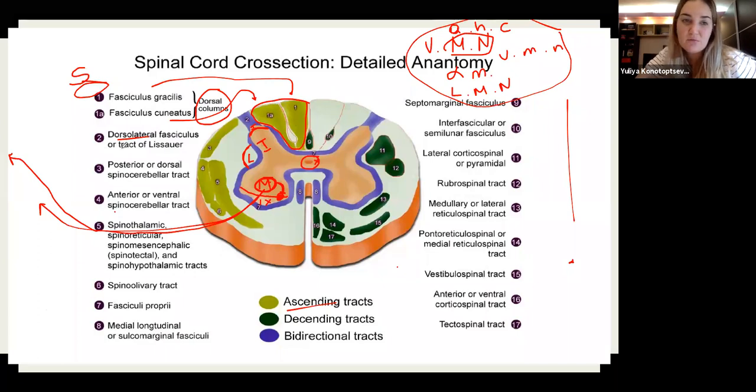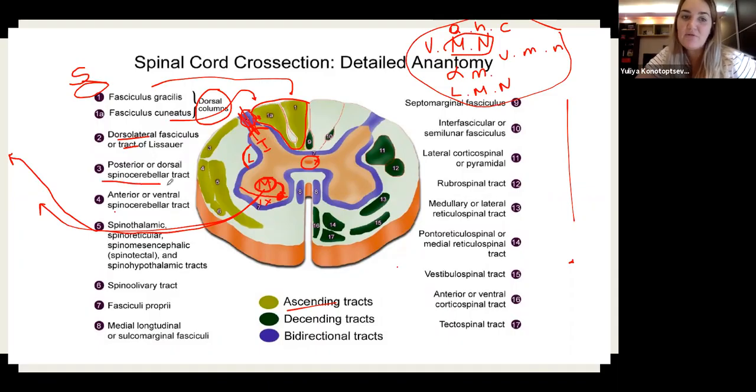Dorsolateral tract or tract of Lissauer is a bidirectional tract. We'll talk about it later. That's where the axons are coming in, but not only coming in, they could also leave this area as well. We'll talk about it later.